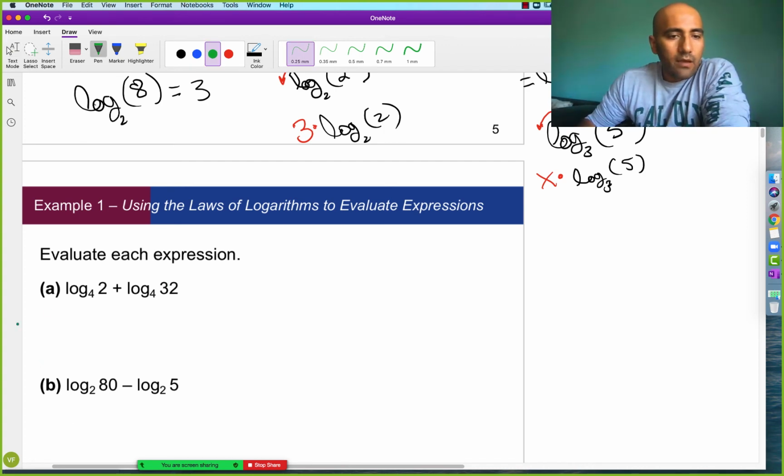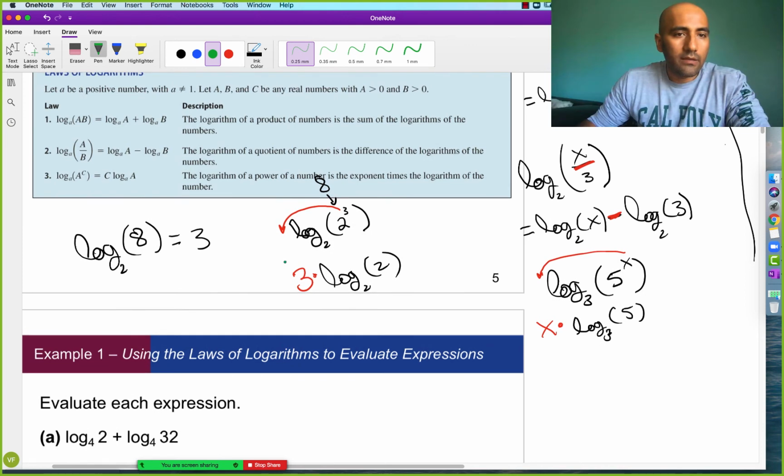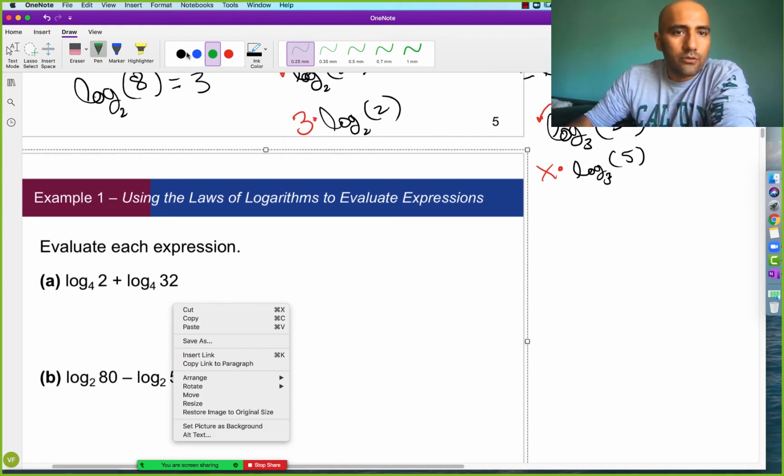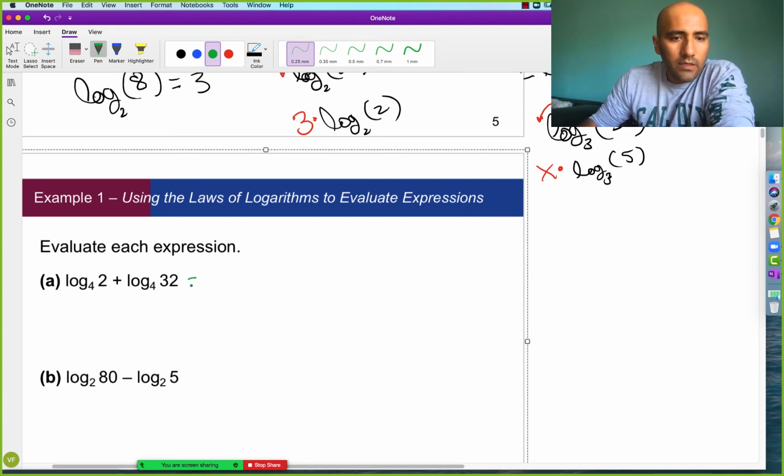Okay, so these two have the same index. So that's going to be property number 1, this one, the summation of two logs with the same index, and that's equal to one happy log with the same index, and then we multiply the arguments of these two logs. Okay, so this is going to be equal to this.